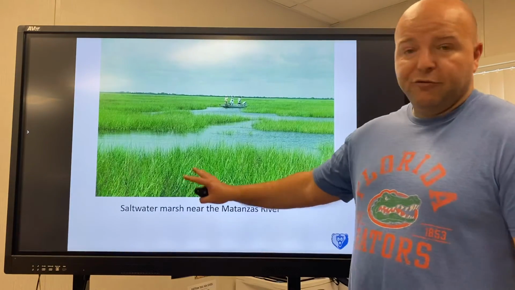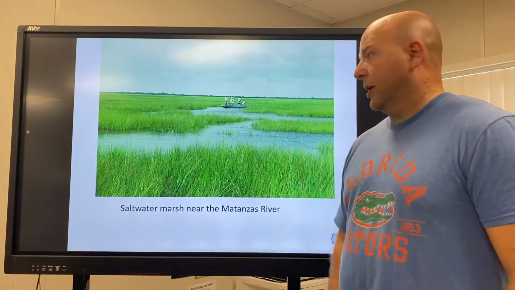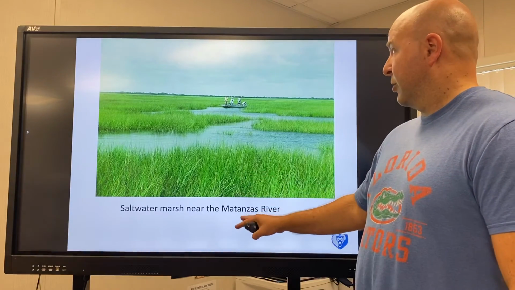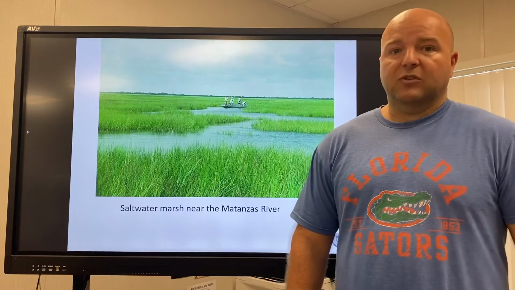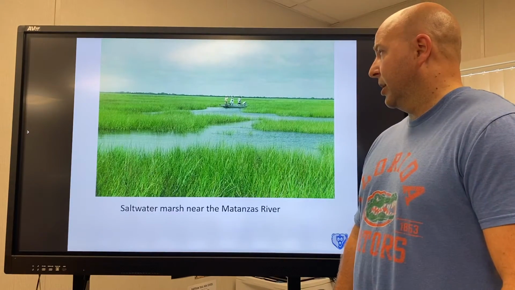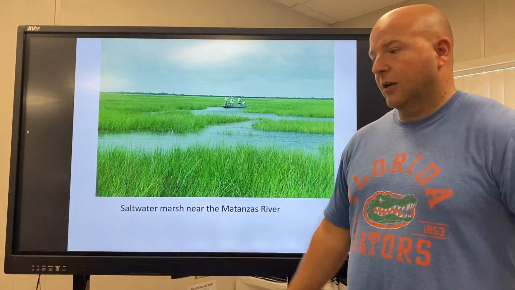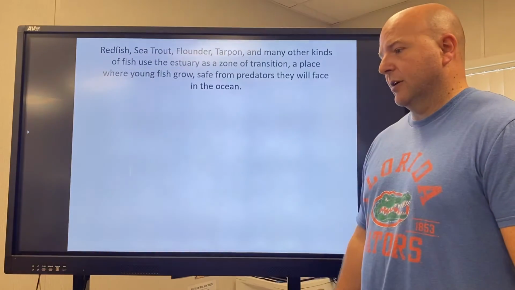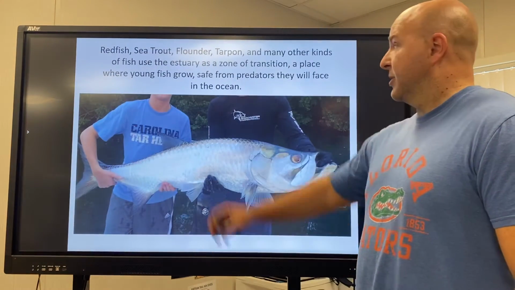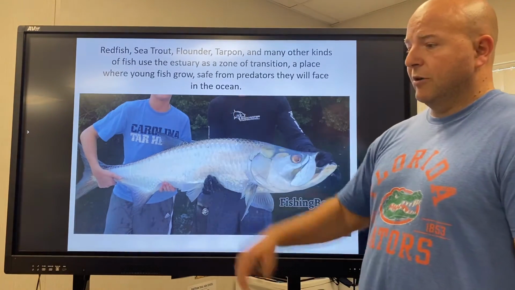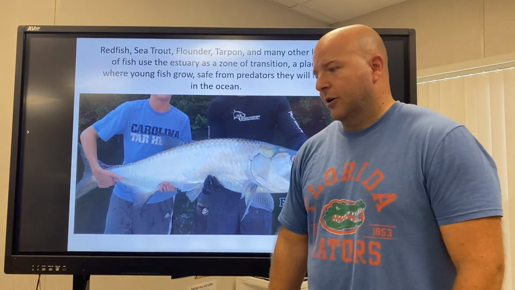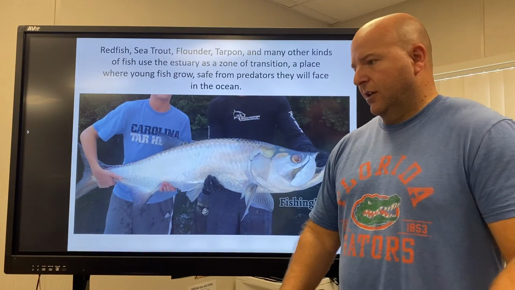We are not unfamiliar with salt marshes in our area. In fact, this picture is from the Matanzas River nearby. So there are lots and lots of salt marshes in our area, but around the world as well. They're not exclusive to our area of the state. Some of the things that you might find in our local salt marshes throughout the state of Florida: redfish, sea trout, tarpon, flounder, all kinds of other stuff that can be found.